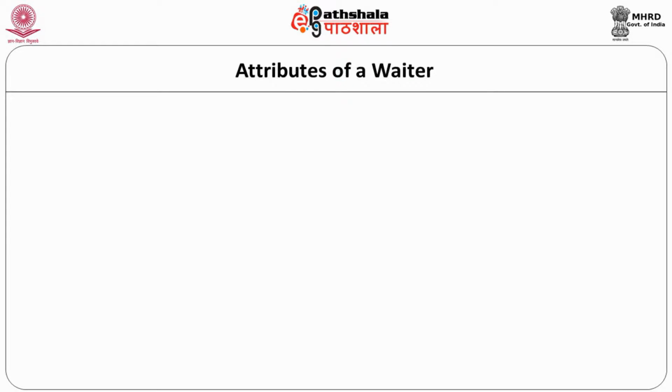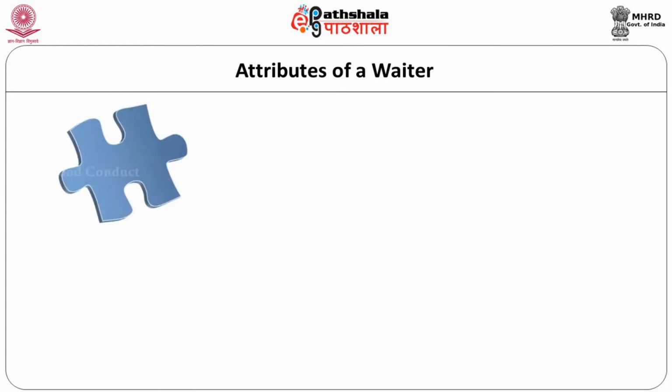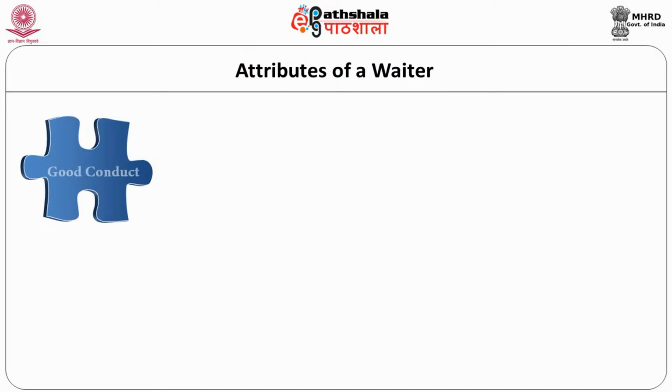Now, two kinds of attributes are very essential for a waiter. One is personal attributes and the other one is professional attributes. Both the attributes are equally important as they directly influence the work of a waiter. Now let us see what are the professional attributes which are very essential for a waiter.